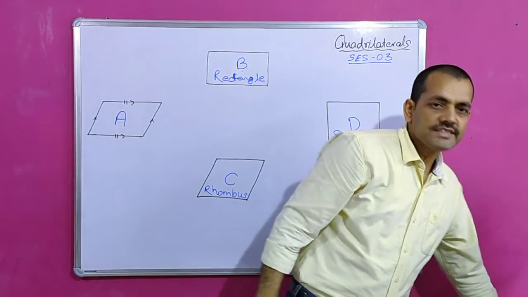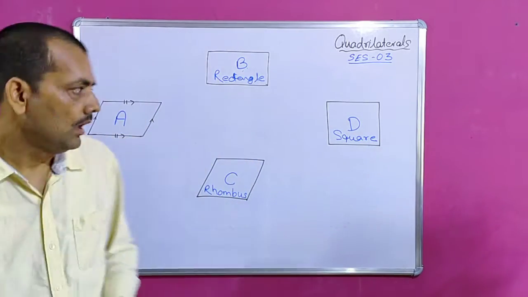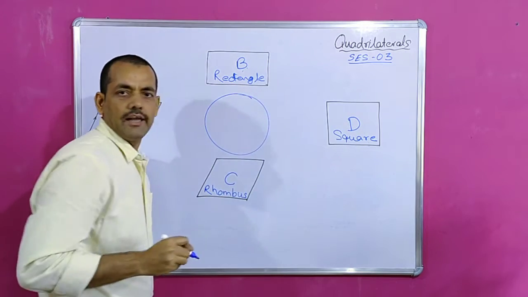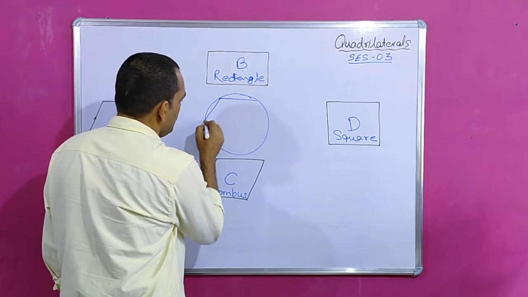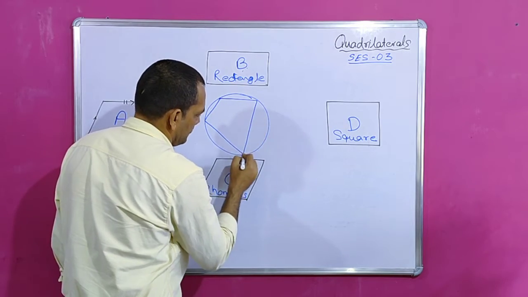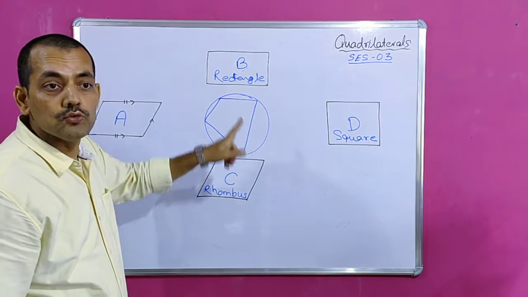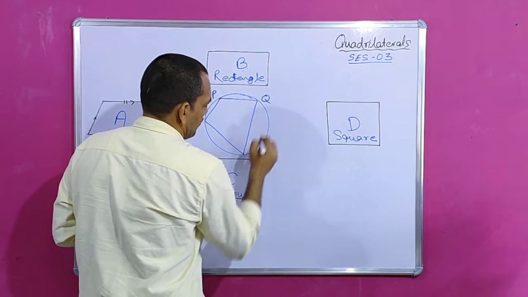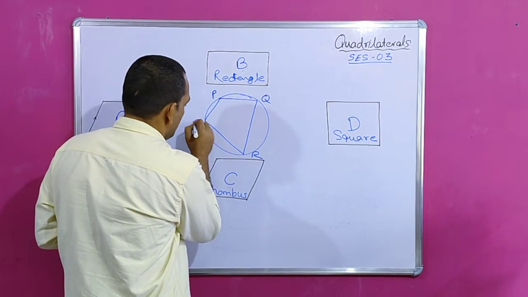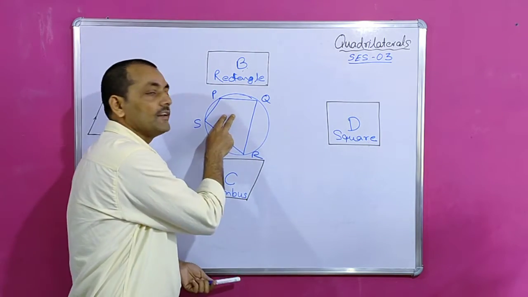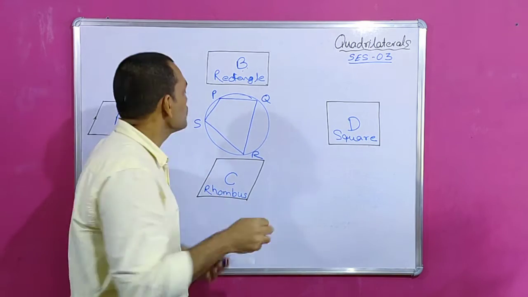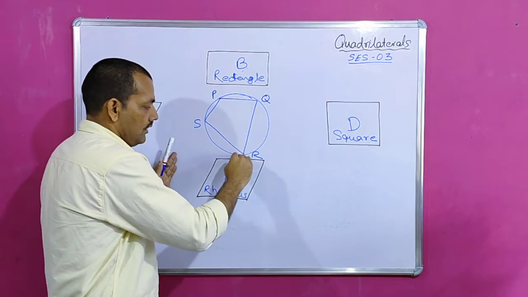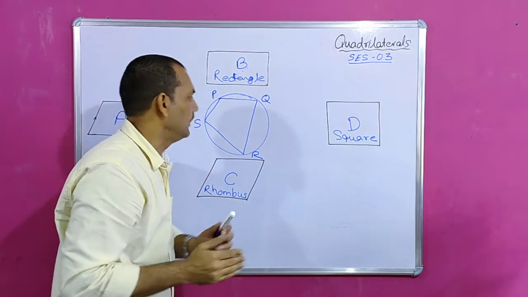There is something called a cyclic quadrilateral. Now, what is a cyclic quadrilateral? Inside a circle, if there is a quadrilateral, this quadrilateral is known as a cyclic quadrilateral. In this case, if we name our quadrilateral P, Q, R and S, then this quadrilateral is known as cyclic. It means all the 4 corners or the vertices of this quadrilateral lie on the circumference of the circle.